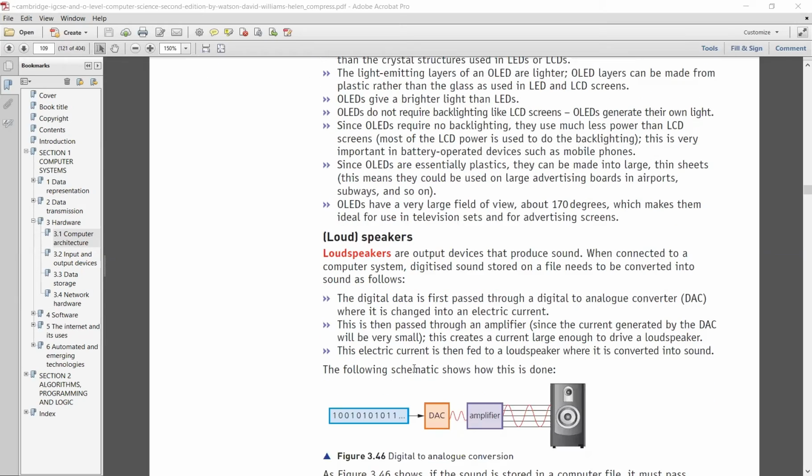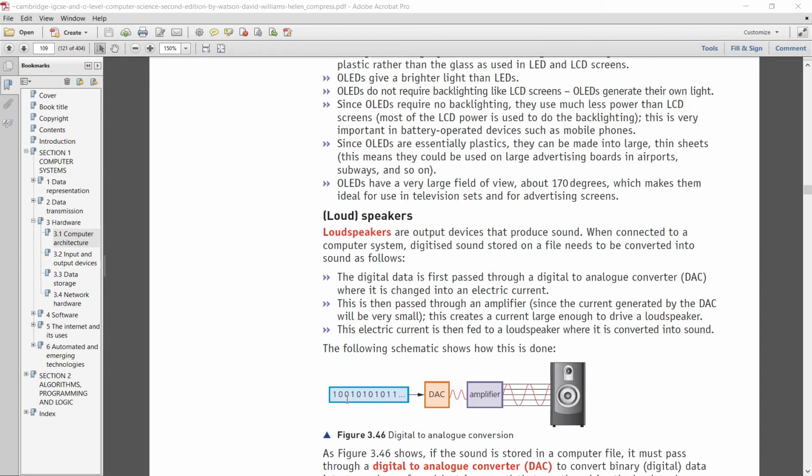Lastly are the loudspeakers. So loudspeakers are your output devices. Either you say loudspeakers completely or you say speakers, that's perfectly okay. Output devices that are producing sound, and just remember this diagram.